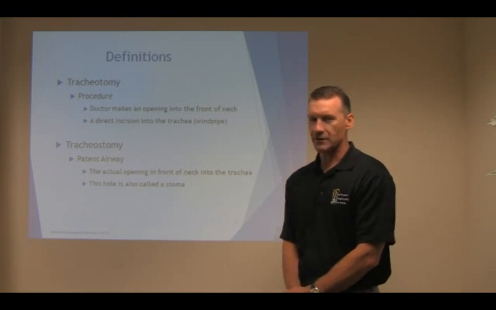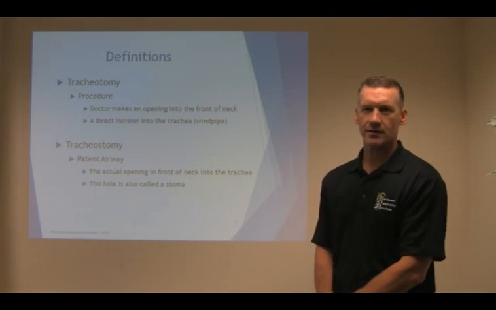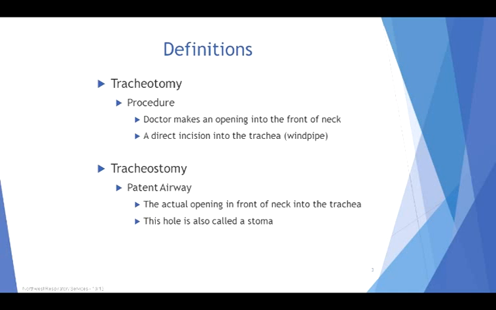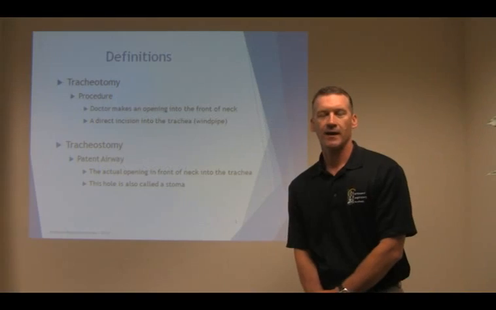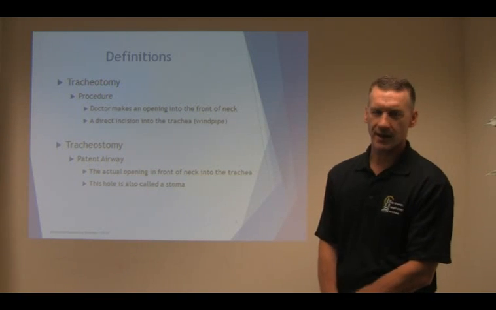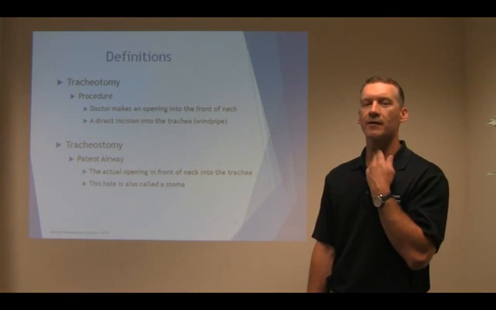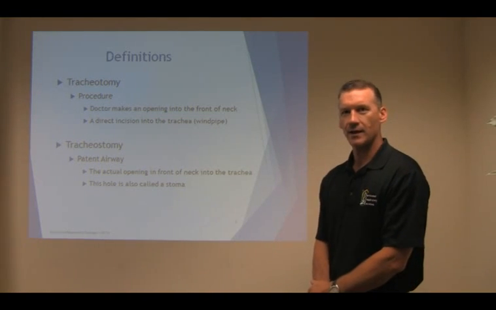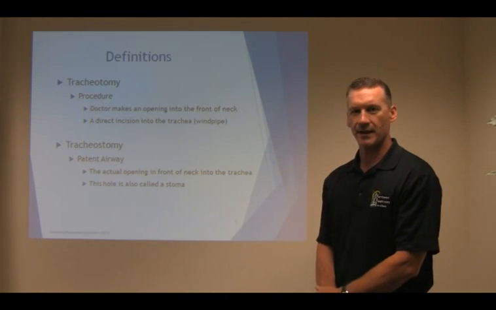Some definitions. A tracheotomy is actually the procedure when a doctor makes an opening in the front of the neck. It's a direct incision into the trachea or the windpipe. If you reach up and find your Adam's apple, go down just below, you'll feel a flat spot of cartilage. This is called the cricothyroid membrane, and this is the direct spot where they make the incision.